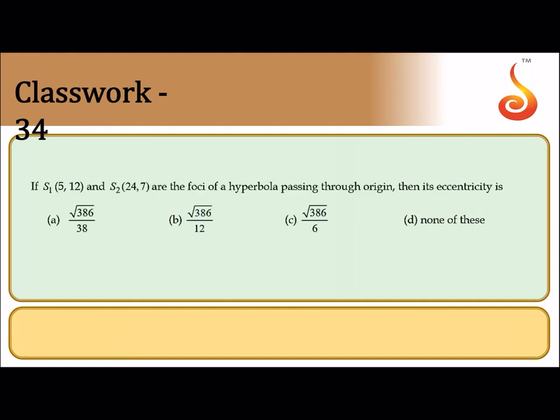34. S1 is (5, 12) and S2 is (24, 7), the foci of a hyperbola which is passing through the origin. Then the eccentricity is equal to... The same concept you have to apply. So S1 and S2 are the foci of the hyperbola passing through the origin. So we know that SP minus S'P is equal to 2a. Here P is (0, 0), so from (0, 0) to S1.